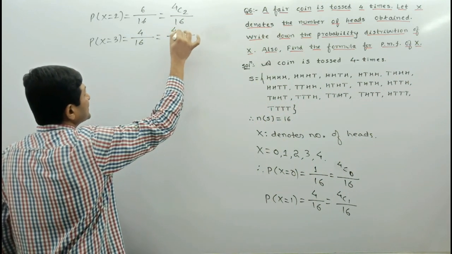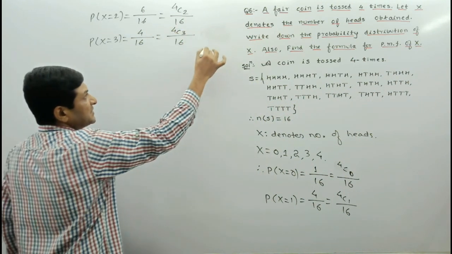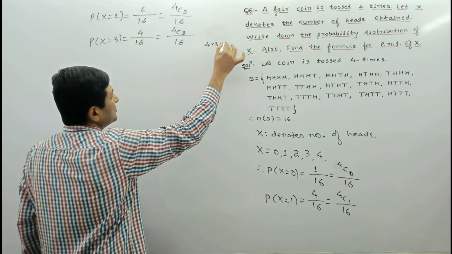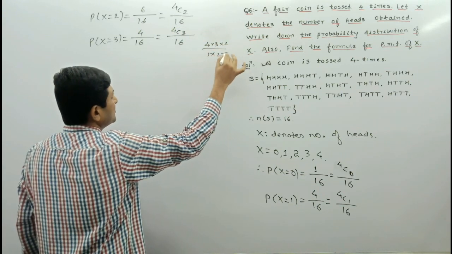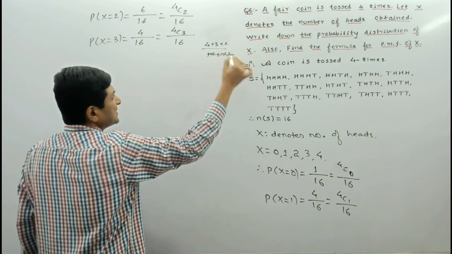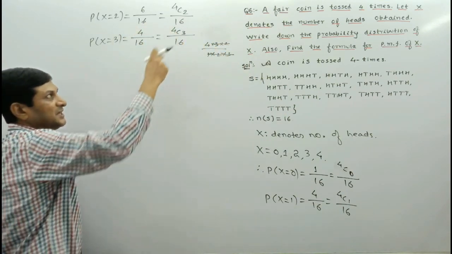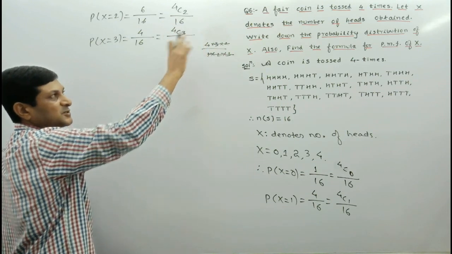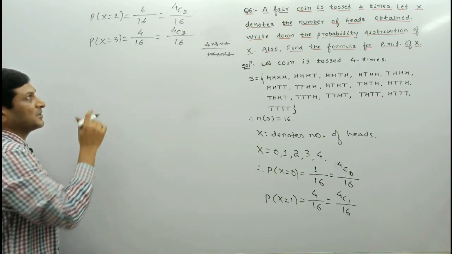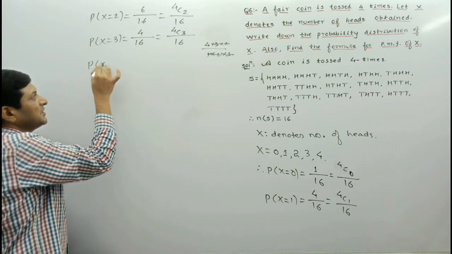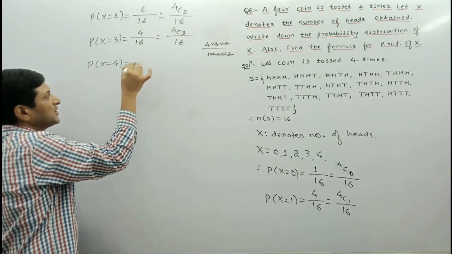So 4C3, value of 4C3 means 4 into 3 into 2 divided by 1 into 2 into 3. So 1 into 2 into 3, 6 and 6 will get cancelled. So 4 can be replaced by 4C3 because the value of 4C3 is also, after simplifying, what we are getting? 4.